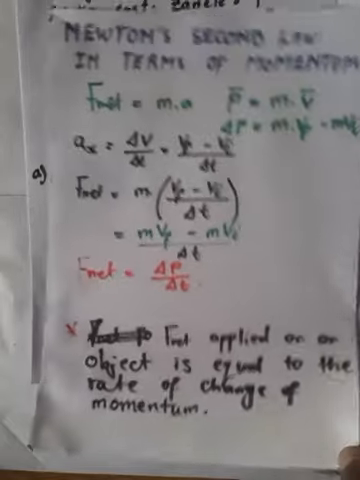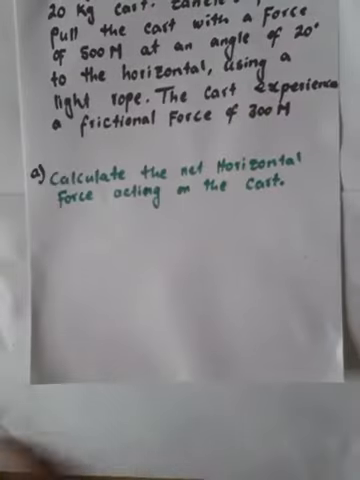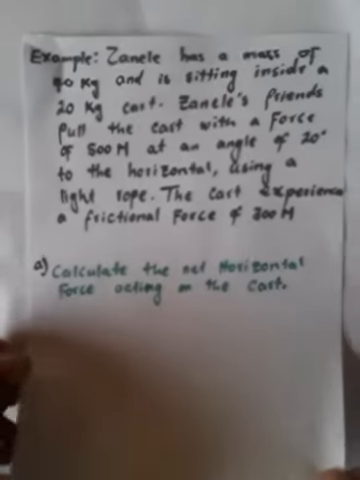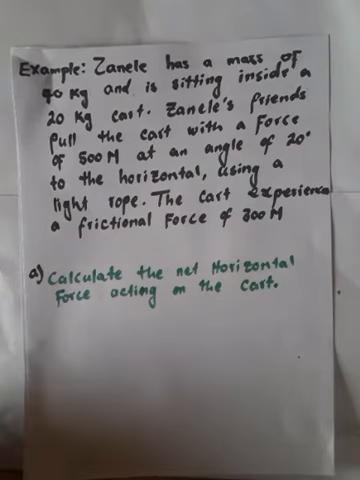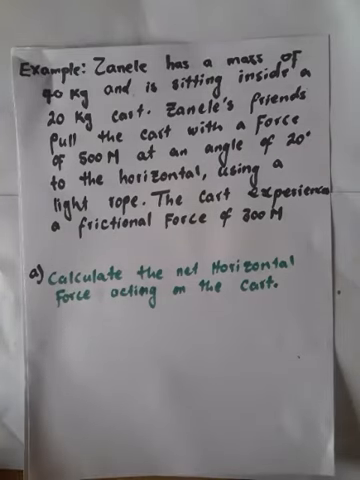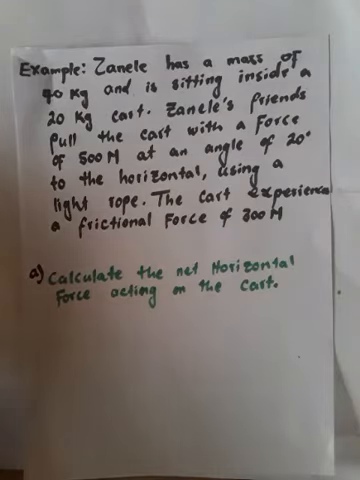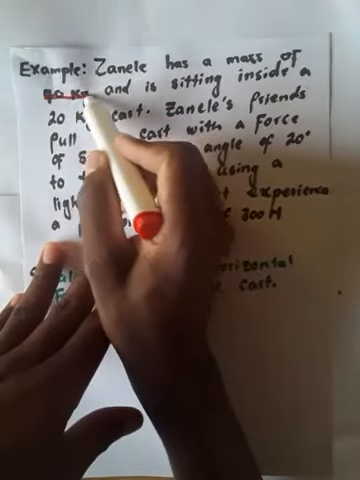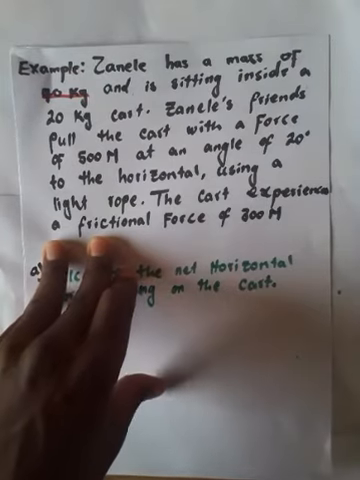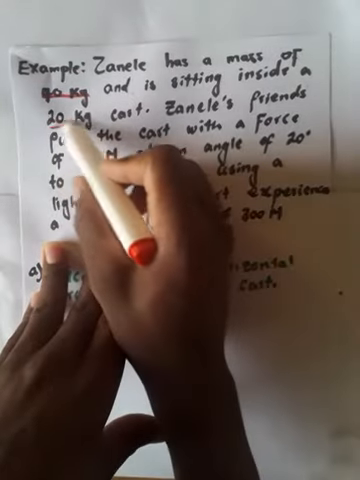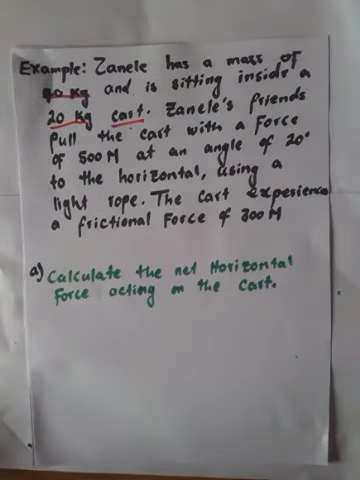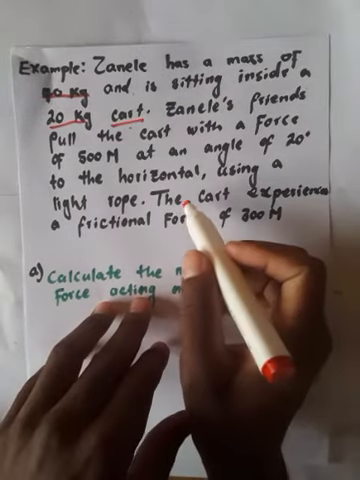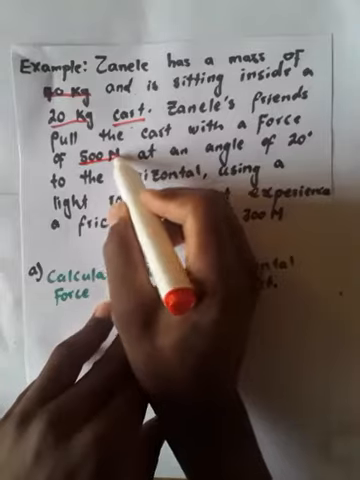So now let's move on to an example. I'm going to do one example for Newton's second law in terms of momentum. Here we have this example. It says that Sanel has a mass of 40 kg and is sitting inside a 20 kg cart. Sanel's friends pull the cart with a force of 500 Newton at an angle of 20 degrees.